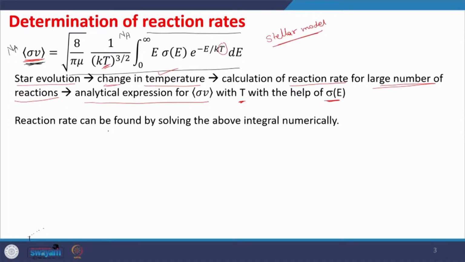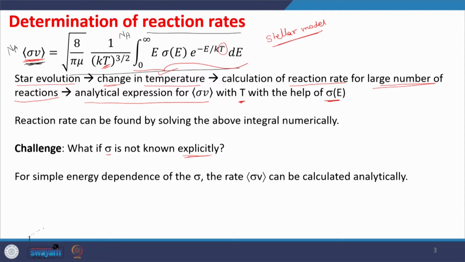Now, this reaction rate can be found by solving the integral numerically also. But the challenge is that if the cross section is not known explicitly, then what can be done? So, this requires that the explicit cross section information has to be provided. Considering the simple energy dependence of cross section, one can find out the reaction rate analytically. Of course, this is valid only when the simple energy dependence is happening with the cross section.